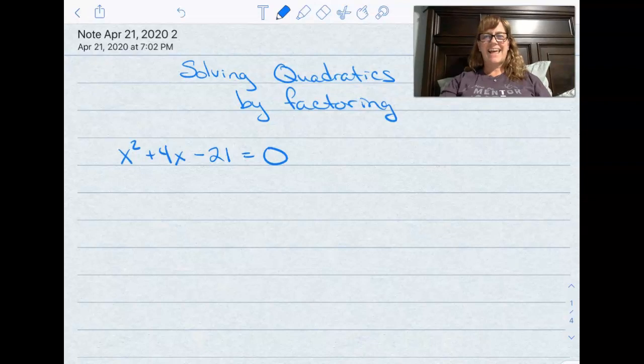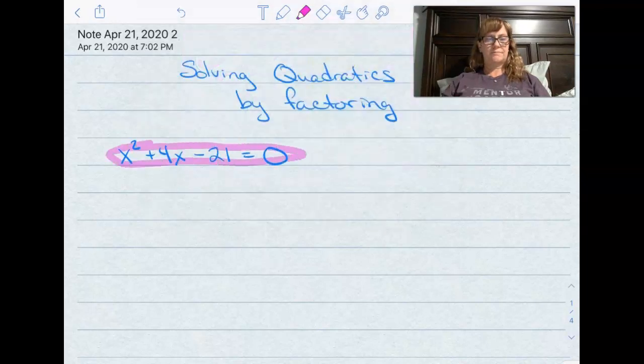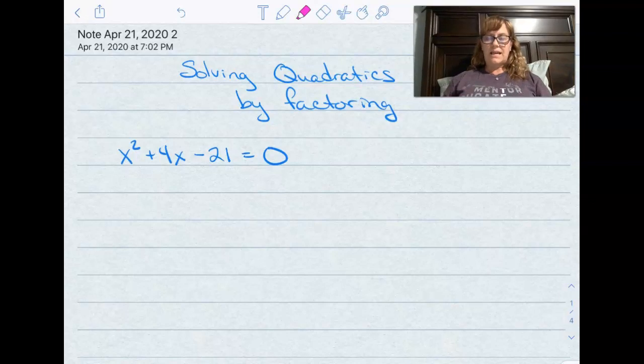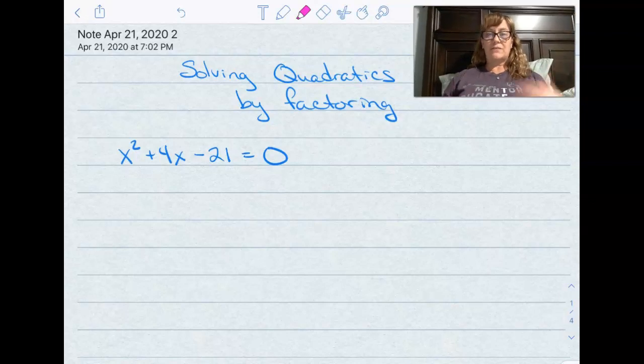Hello. So today we are going to continue working with our quadratic equations. Remember, quadratic equations look something similar to what I have already written right here, right? Where it's an x squared plus a number x minus a number equals 0. Today, we are going to remind ourselves about factoring.